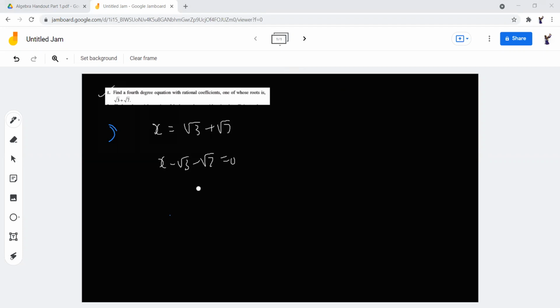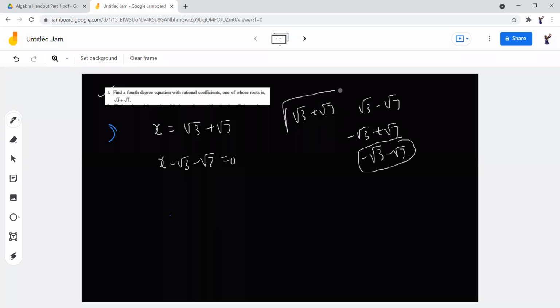So what I'm going to do is multiply by its conjugate. If I have one root as root 3 plus root 7, the conjugates of this root will be root 3 minus root 7, minus root 3 plus root 7, minus root 3 minus root 7. So we have four conjugates. For example, if I have a root 2 plus root 3, its other conjugate is 2 minus root 3. So in this case, with root 3 plus root 7, the four conjugates are root 3 plus root 7, root 3 minus root 7, minus root 3 plus root 7, minus root 3 minus root 7.